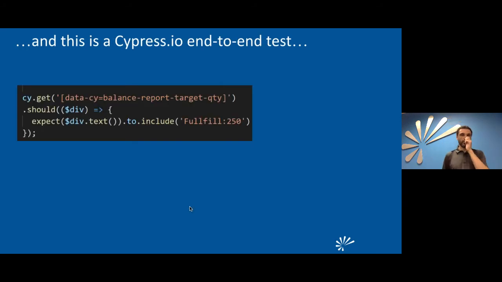Keeping on going here, this is a Cypress IO end-to-end test, right? So slightly different kind of test. And then this is some code I wrote a little while ago where we had a page that got rendered, and that page had an element that shows the balance report target quantity. So my task was to find that element on the page, and then I wanted to make sure that that element included this text here, fulfill to 50.